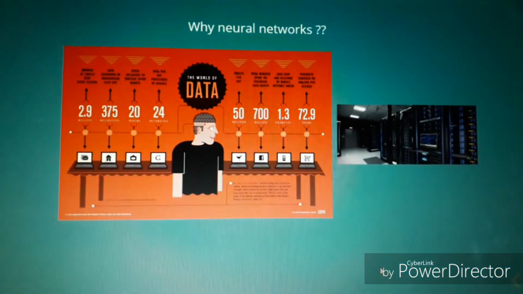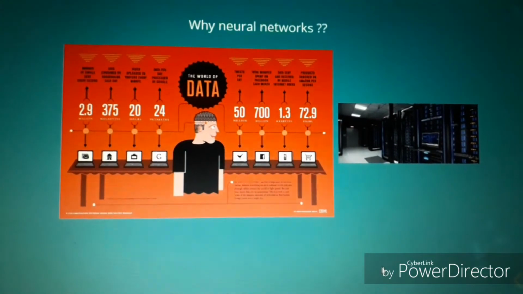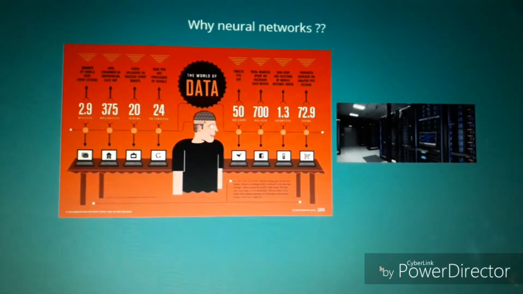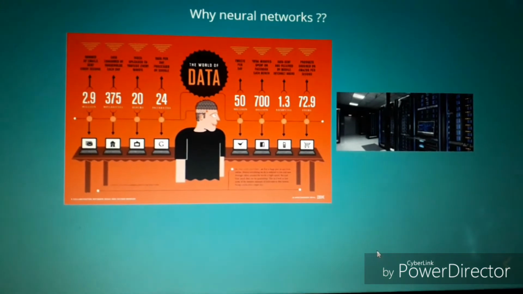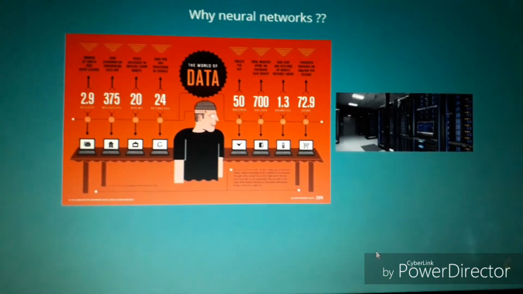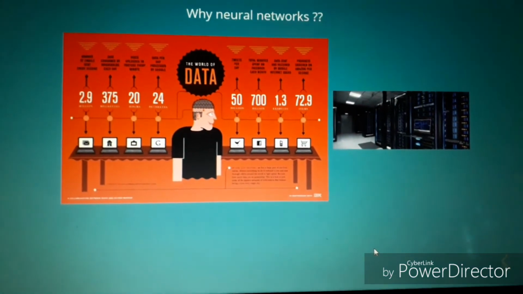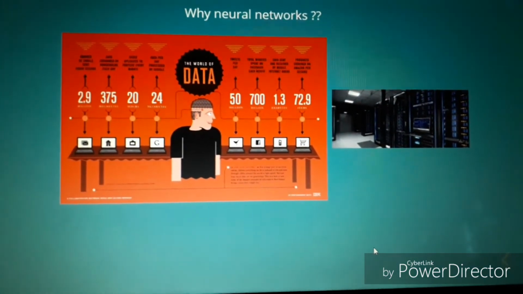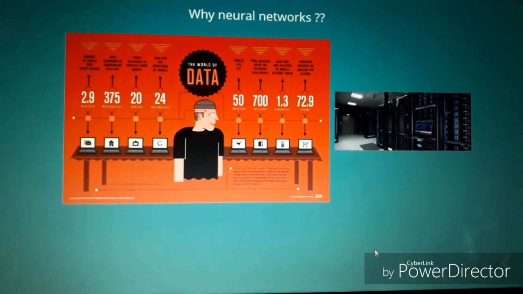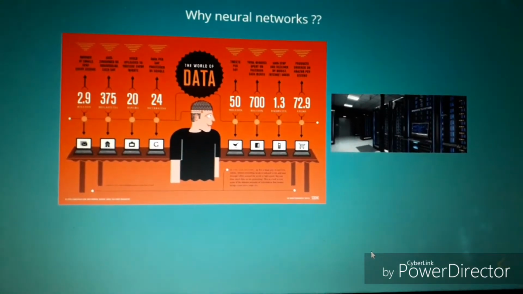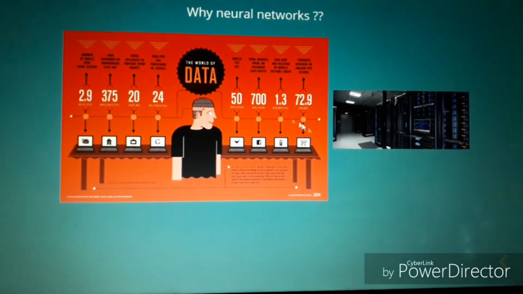So first of all, I want to discuss why neural networks. Why do we study neural networks? Why are they gaining importance these years? Neural networks are not new. They are about 40 to 50 years old, but they gained importance around 2010 or 12. This is mainly because of two reasons: large data and computing power.